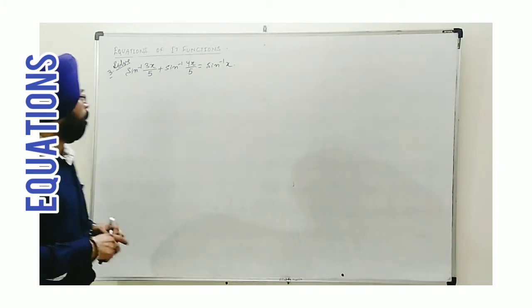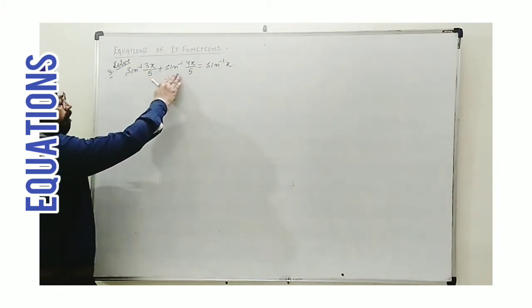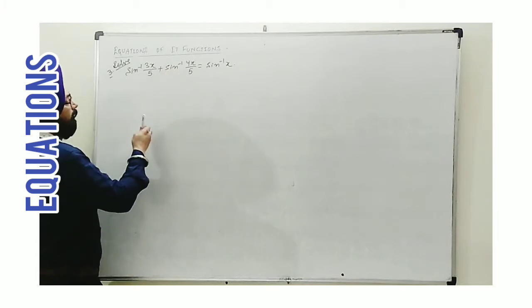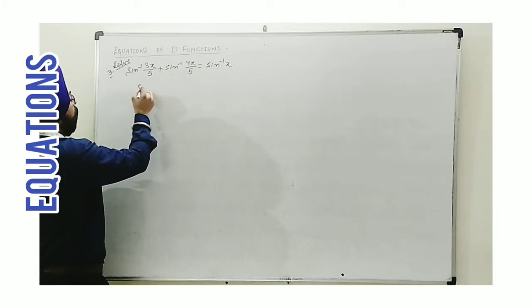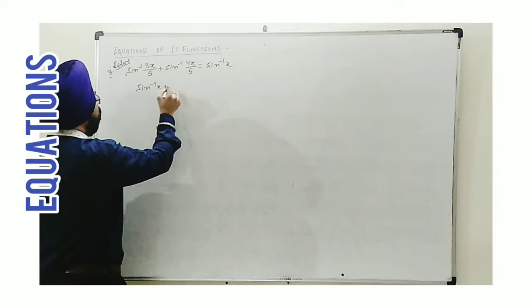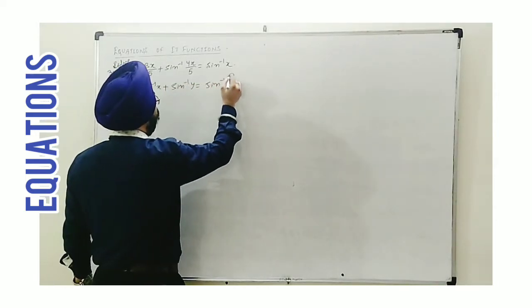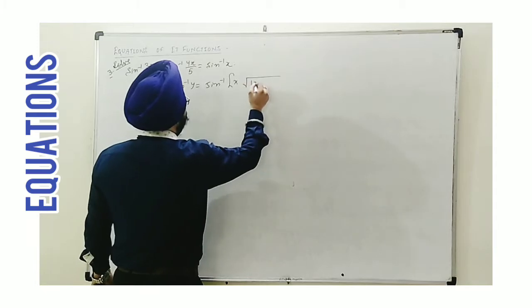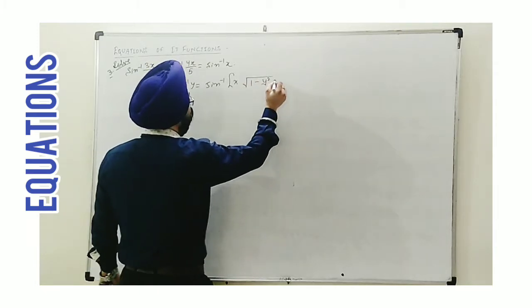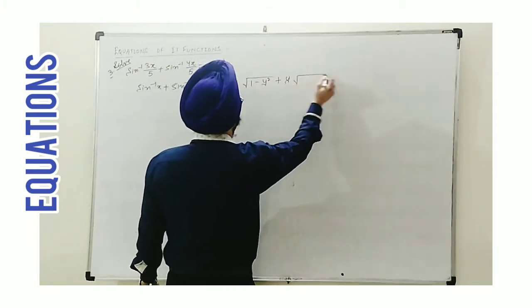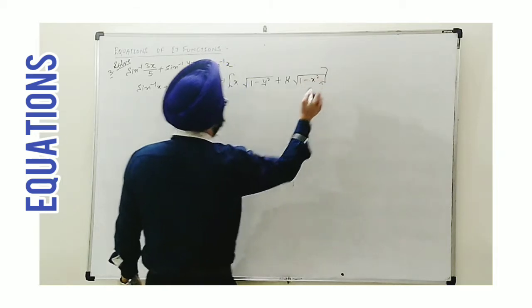Let's start. What we can do for these two terms, as they are given in addition, we can apply the identity of sin inverse: sin inverse x plus sin inverse y is equal to sin inverse of x under root 1 minus y square plus y under root 1 minus x square.